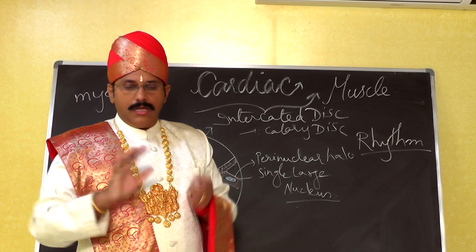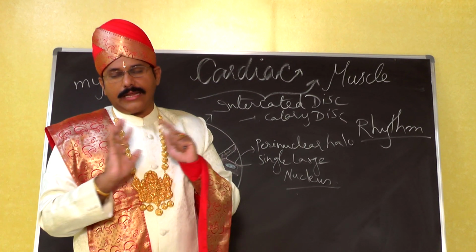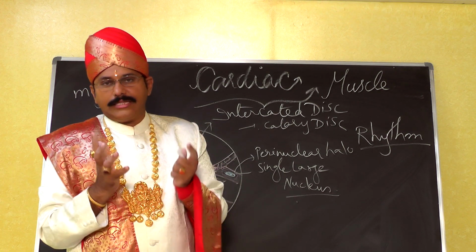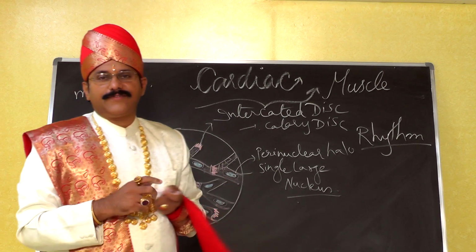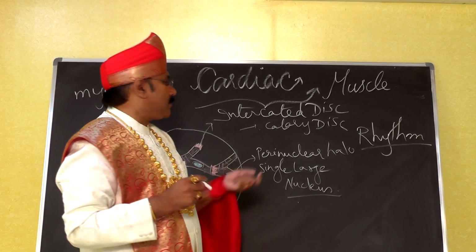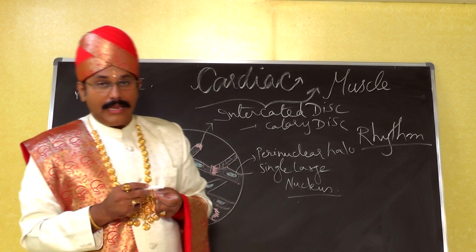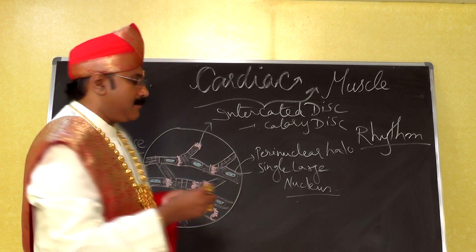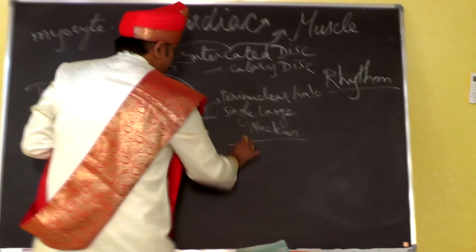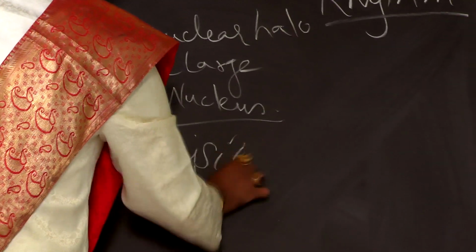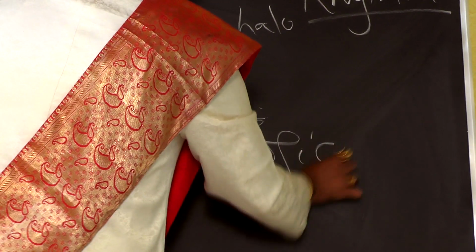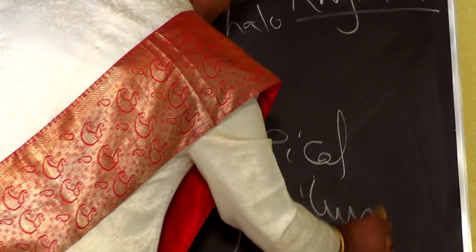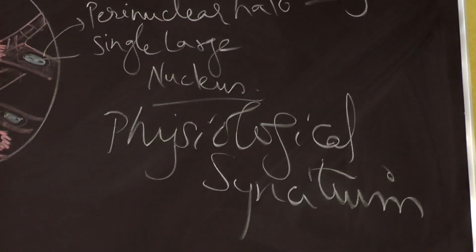The entire heart, the cardiac muscle, is acting like one single unit. This is because of the intercalated discs or intercalary discs, which make the cardiac muscle a physiological syncytium.